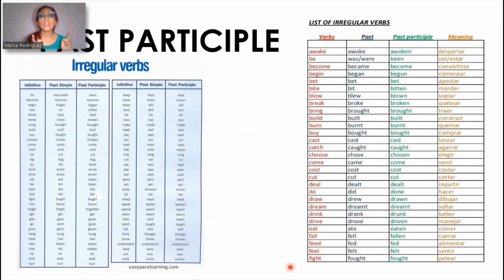But you have to learn which verbs are regular verbs and which verbs are irregular verbs. Okay, the irregular verbs change most of the time. They're very different. Okay, you have, for example, hurt, hurt, hurt. It's the same from present to past simple and past participle. For example, hold, held, held. It's the same from past simple to past participle.